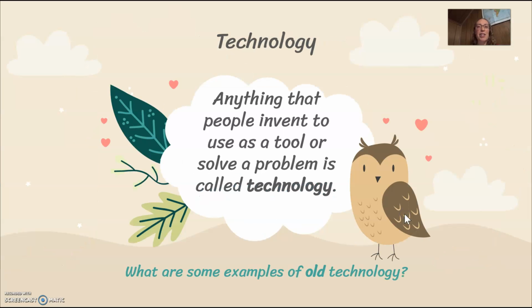The next word is technology. I know, you probably think, well, we're using technology. How does that have to do with ancient civilization? Watch the definition carefully here. Anything that people invent or use as a tool or to solve a problem is called technology. So what are some examples of really old technology? See if you can come up with some ideas. Things that people used as tools or ways they solved problems.